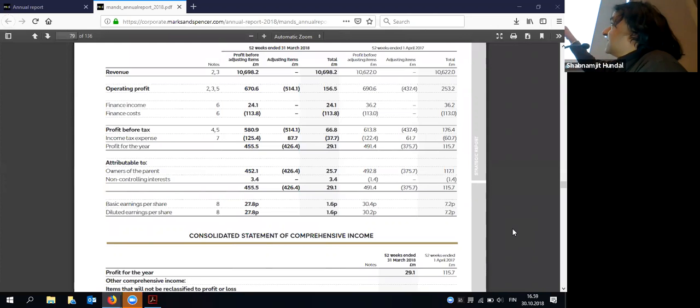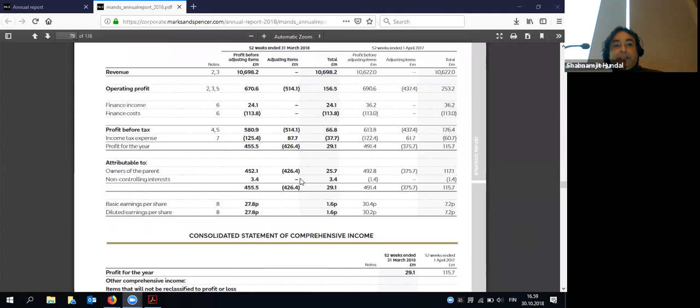Tax is 125.4 million pounds. But before you pay tax, you have paid already interest. So what is left after paying tax? 455.5 million pounds. Out of this money, you will pay dividends to shareholders. Remember, financing is where money comes from. Money comes from debt holders and shareholders. To debt holders, you pay interest or finance cost. To equity shareholders, you pay dividends.